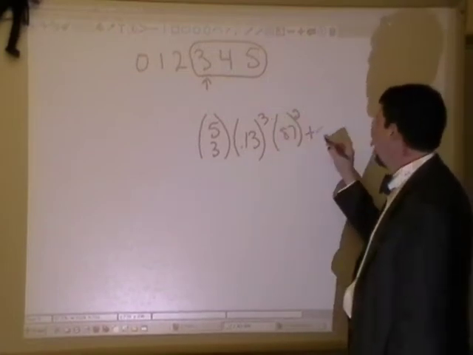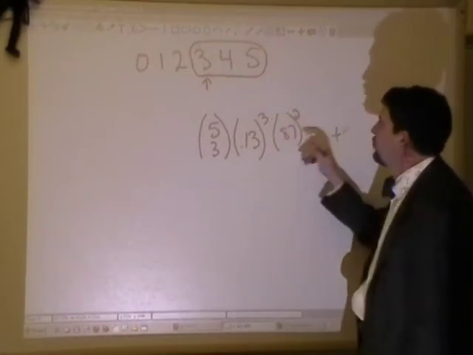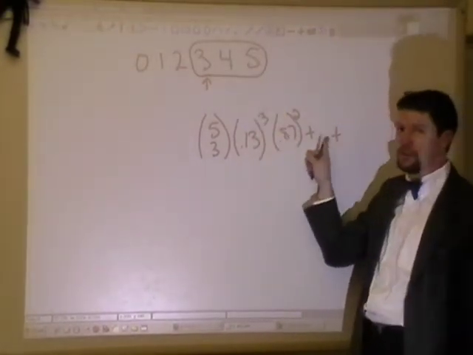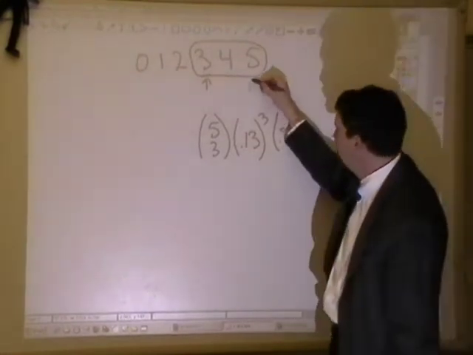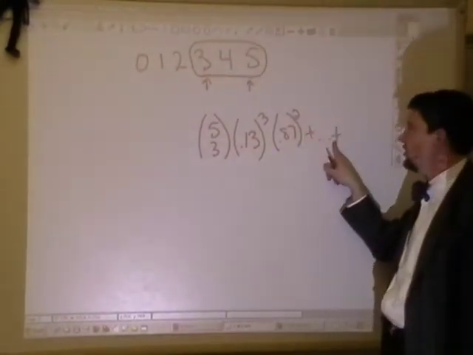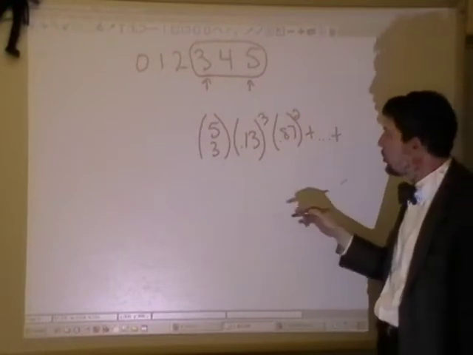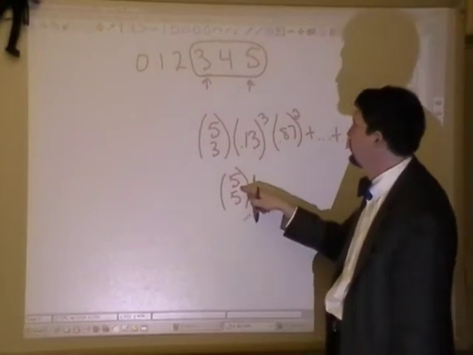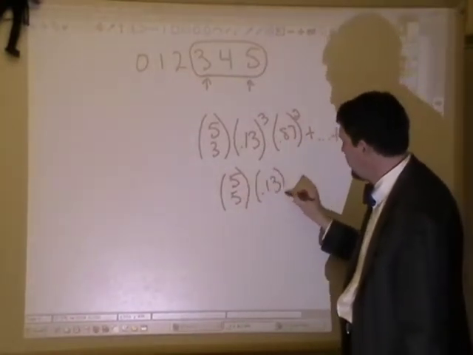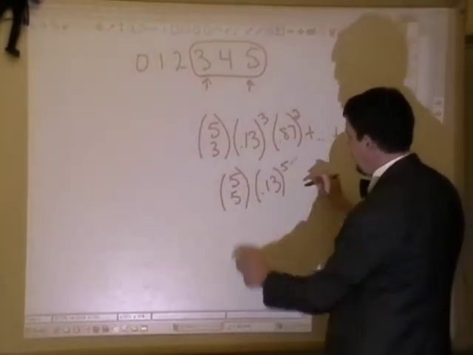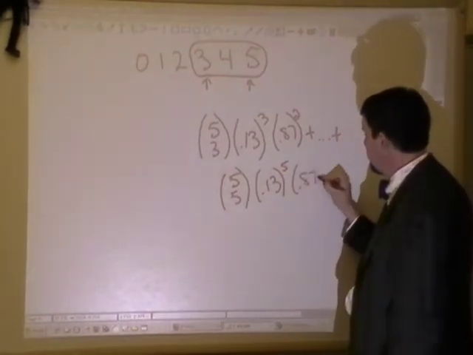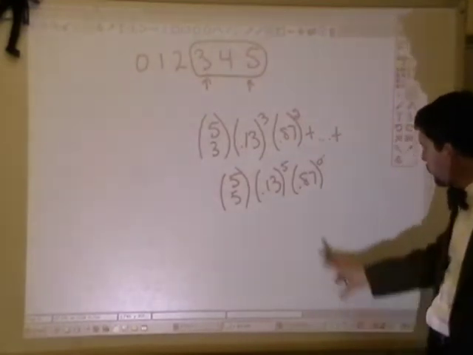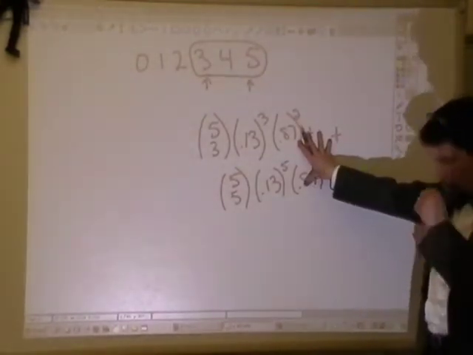But I don't care about 4, because if I do the first one and the last one, it's obvious that I know what should be going on in between here. So I've got the first one, I'm going to do plus, say, and all these, and then I'm going to write the last one. And the last one would be 5 choose 5 successes, times 0.13 to the 5th power, 5 successes. And if I have 5 successes or 5 lefties, how many righties do I have? I have 0. So that's what I'm going to do.